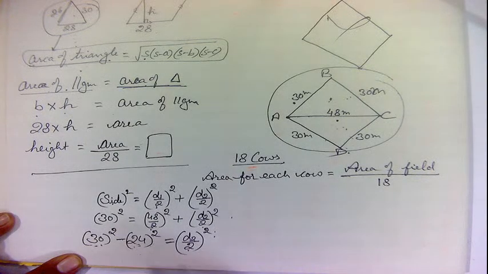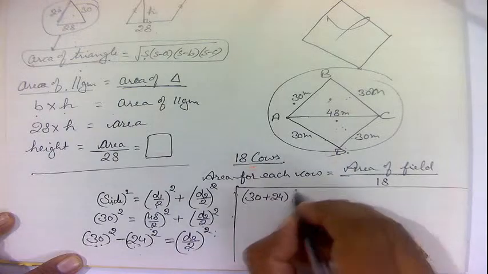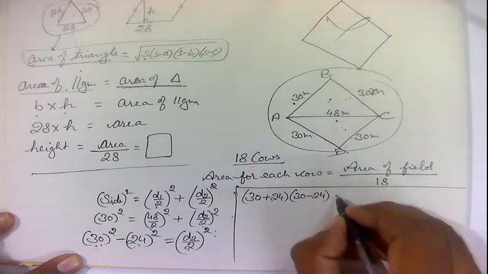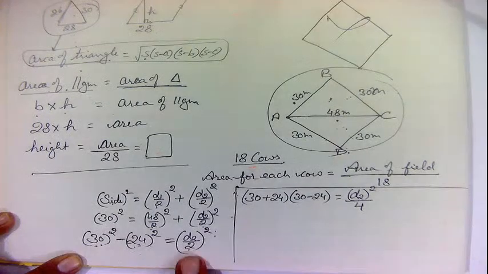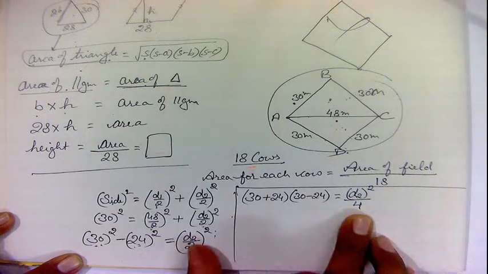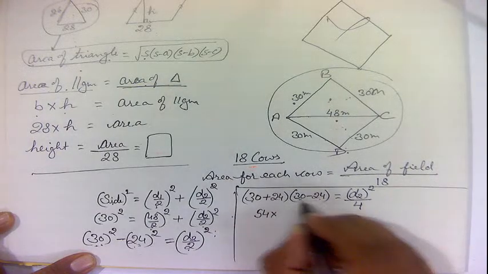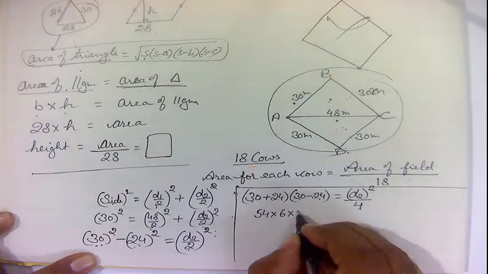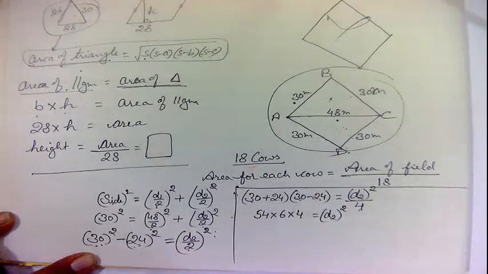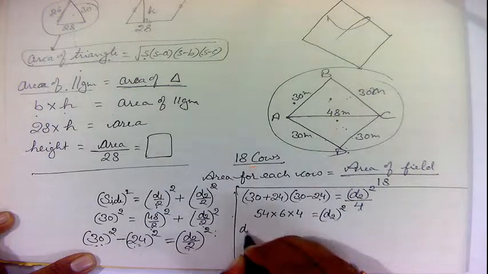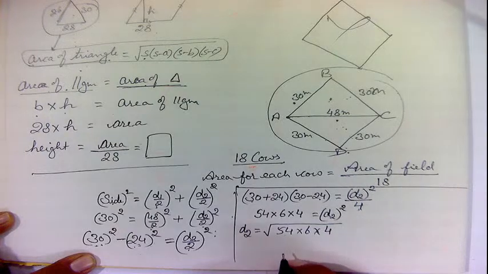Now this is a squared minus b squared, you can calculate the value using the identity (a plus b) into (a minus b). So (30 plus 24) and (30 minus 24) equals d2 squared upon 4. Taking the 4 to the other side, now 30 plus 24 is 54, 30 minus 24 is 6, and multiply this by 4 equals the square of d2. So here now, what is d2? The second diagonal is the square root of 54 multiply 6 multiply 4.